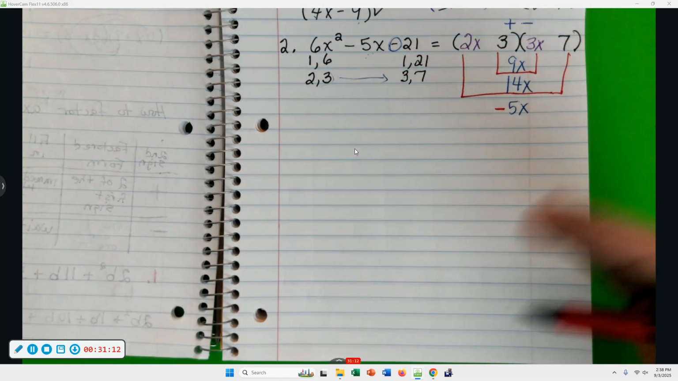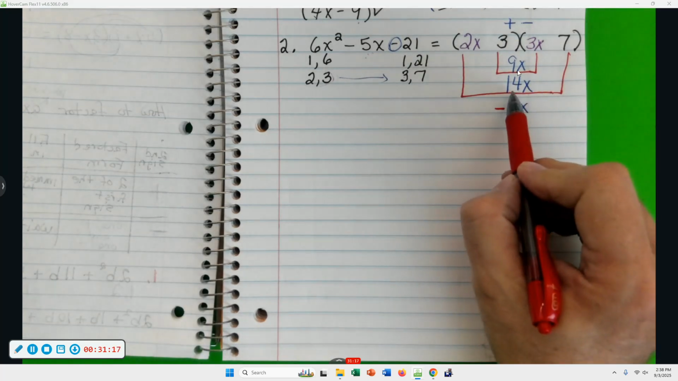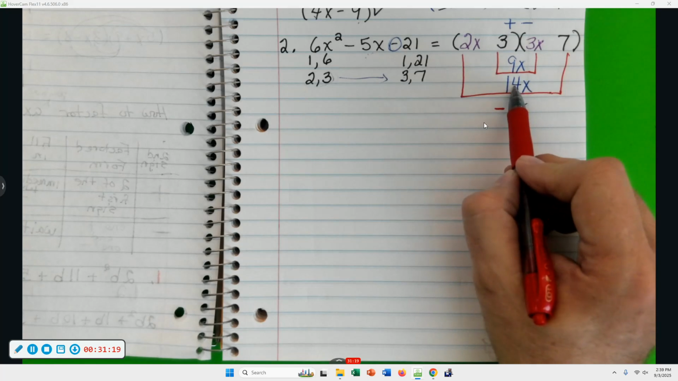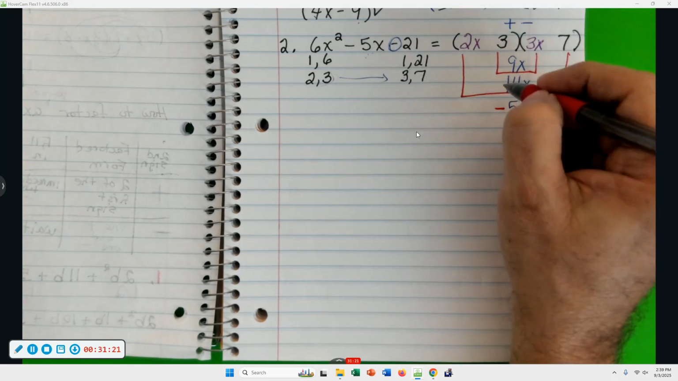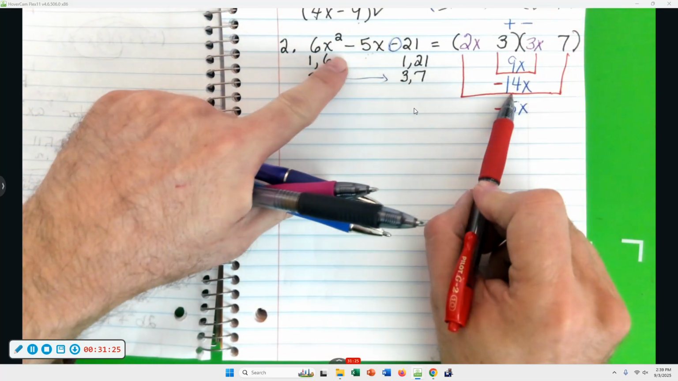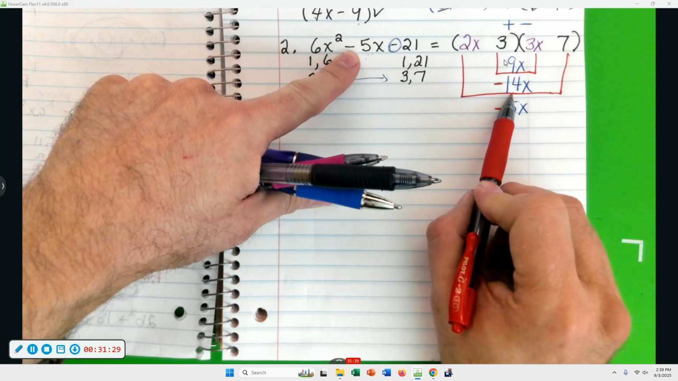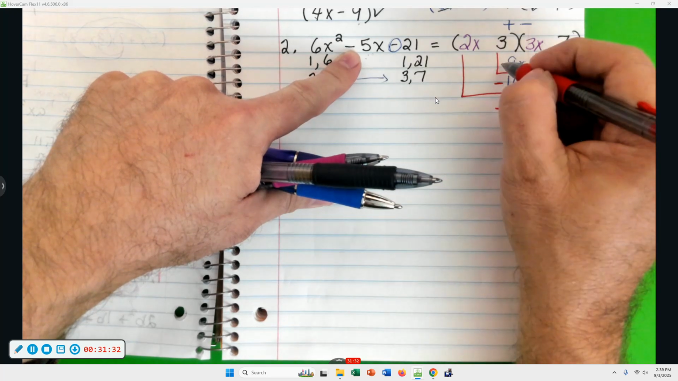How do I arrange to get a negative 5? Which one should be negative? The 9 or the 14? 14. Yes, 14 should be negative. The bigger one should have the sign of the middle number. I mean, that first sign right there, or the sign on the middle number. That's a positive. And this will be plus.